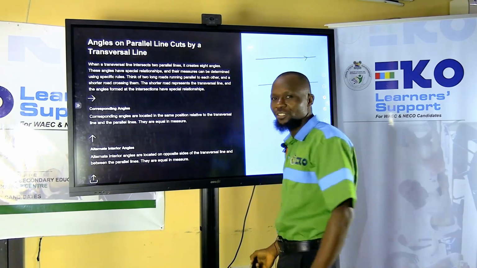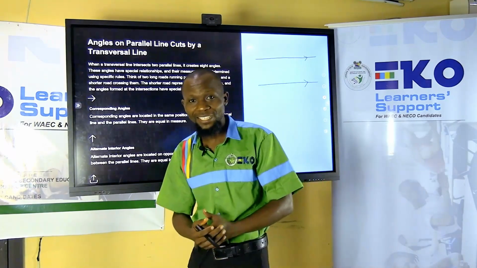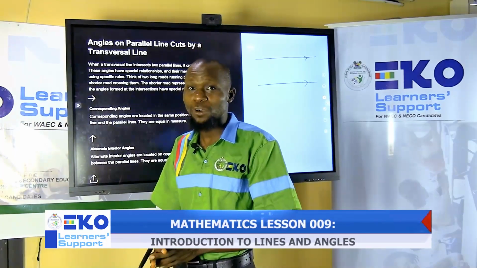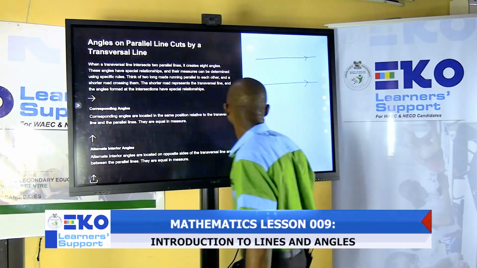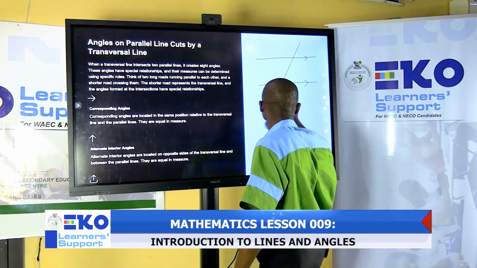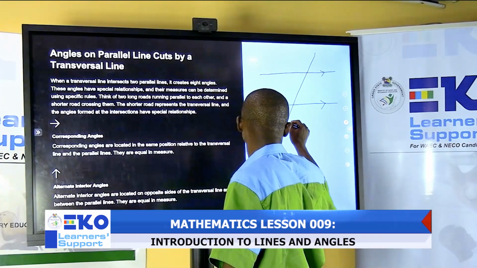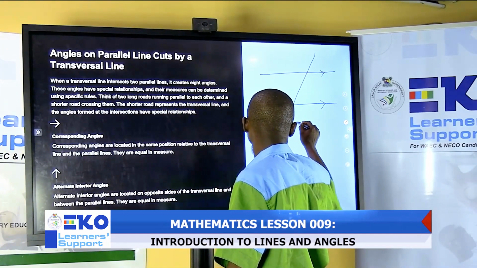Parallel lines. You remember the definition of parallel lines? Lines that do not meet. Yes, you are right. So we have another one, a transversal. We call this a transversal. All right, a transversal.